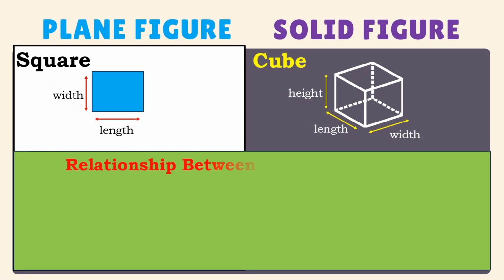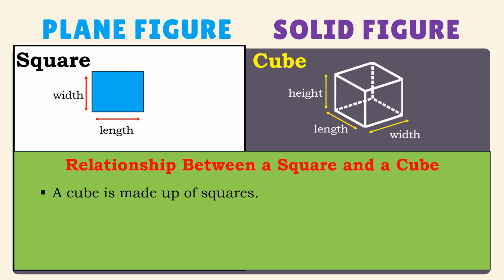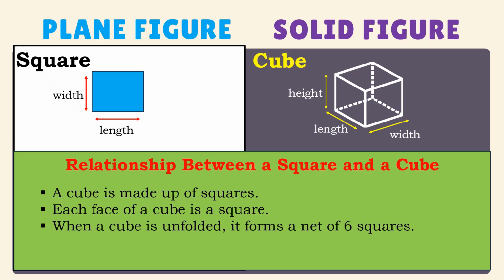Alright, let's discuss the relationship between a square and a cube. A cube is made up of squares. Each face of a cube is a square. When a cube is unfolded, it forms a net of 6 squares.